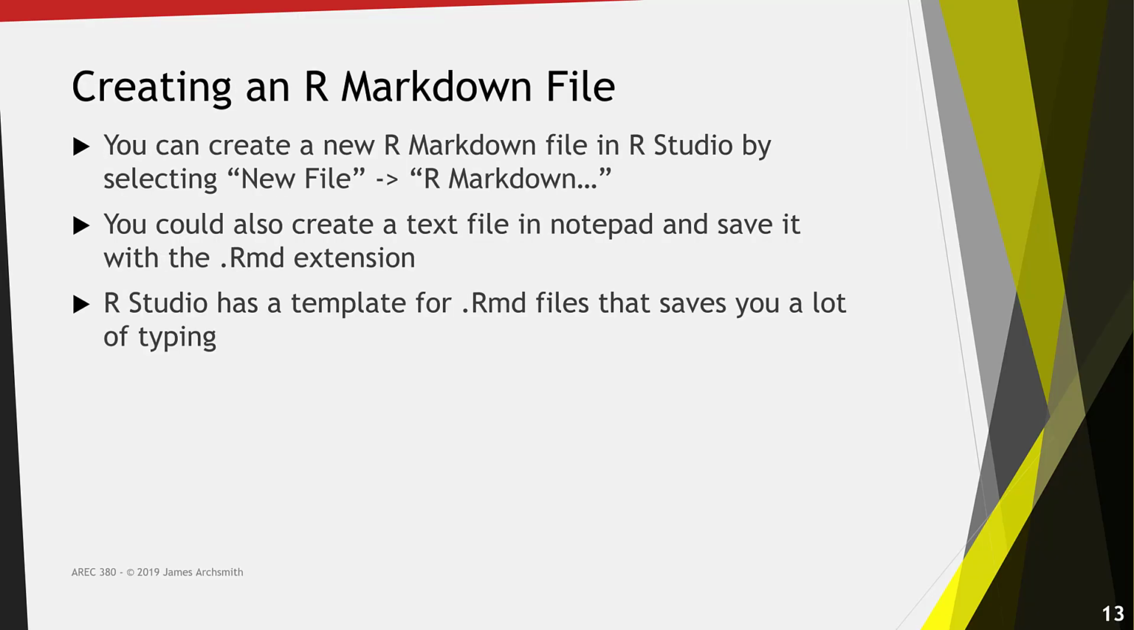So how do you actually create an RMarkdown document? The easiest way to do it is in RStudio, going to the New File menu and selecting RMarkdown. It will give you a dialog box where you have to select some options. And then after that, it will present to you the basic template of an RMarkdown file that you can then convert into a living document. You could also create a text file in Notepad and save it with the RMD extension. The important thing is RMarkdown files have some components that are required for the document to be built, and using the template in RStudio saves you a lot of typing and possibly introducing errors in your document.